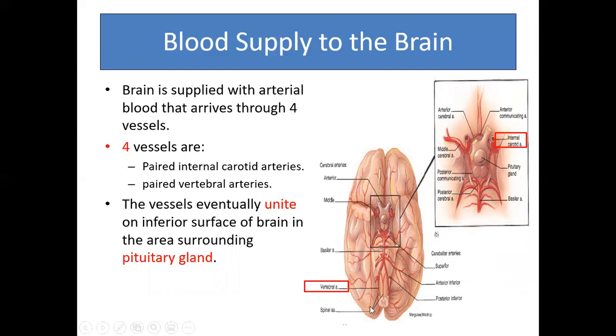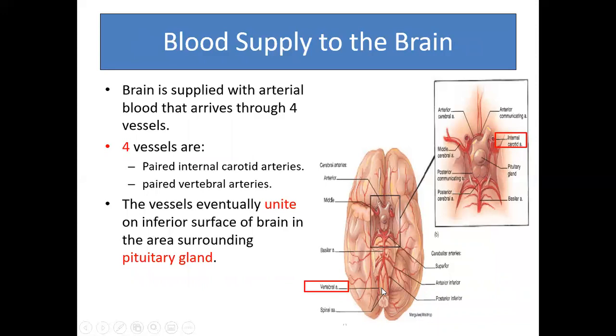This is actually the base of the brain. Okay, this is the enlarged picture of the base of the brain. There are these 4 vessels, and they form the circle of Willis. If you see here, the paired vessels are the 2 internal carotid arteries, and also the 2 vertebral arteries, the paired vertebral arteries.